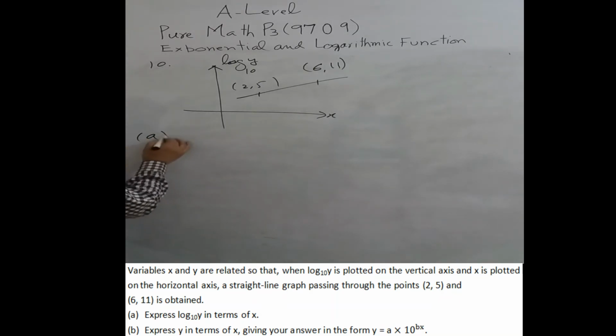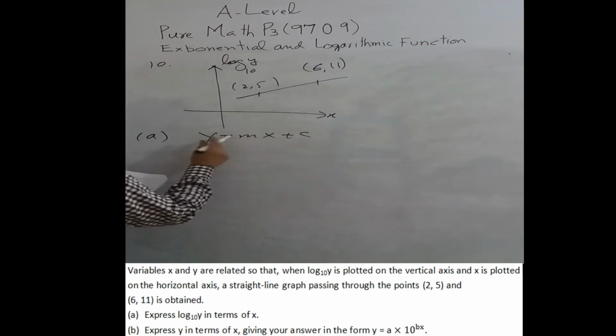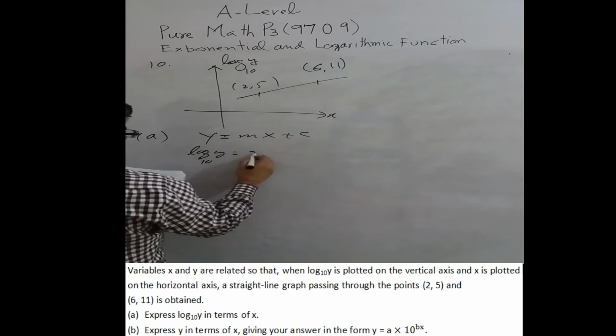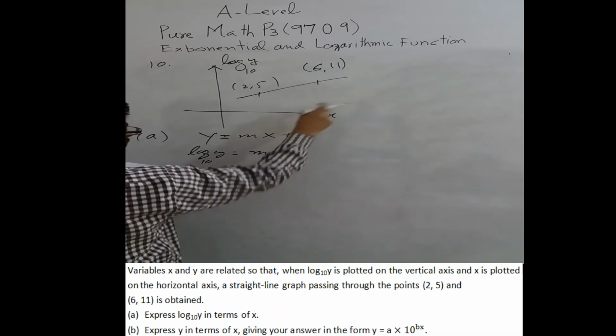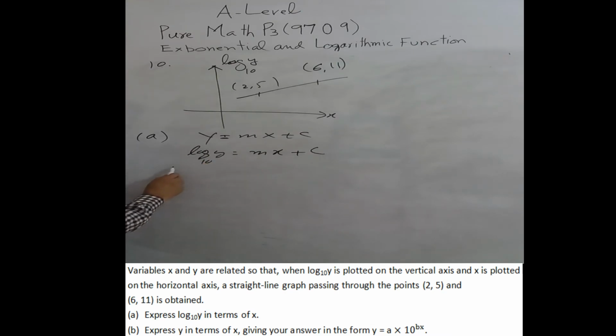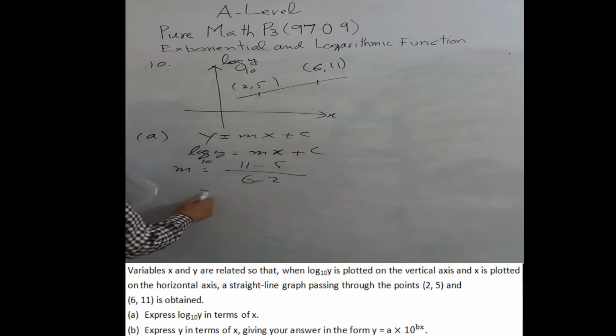So A part. Now y is equal to mx plus c, but our y is now log of y to the base 10. M is unknown and this is small x and c is unknown. Now we have to find m and c. Now m is y2 minus y1 over x2 minus x1. So this is 6 over 4, which is equal to 3 over 2.